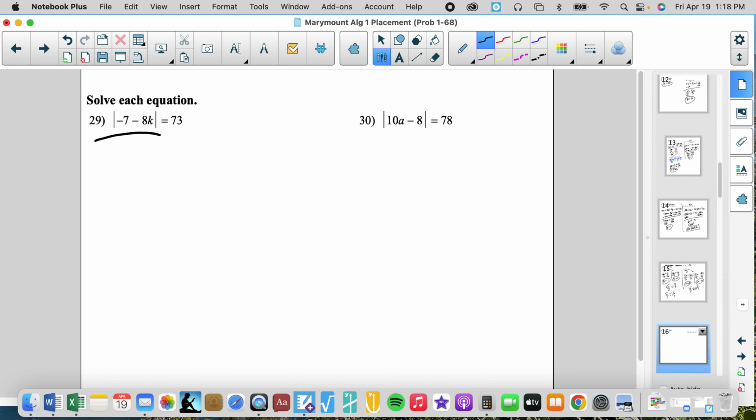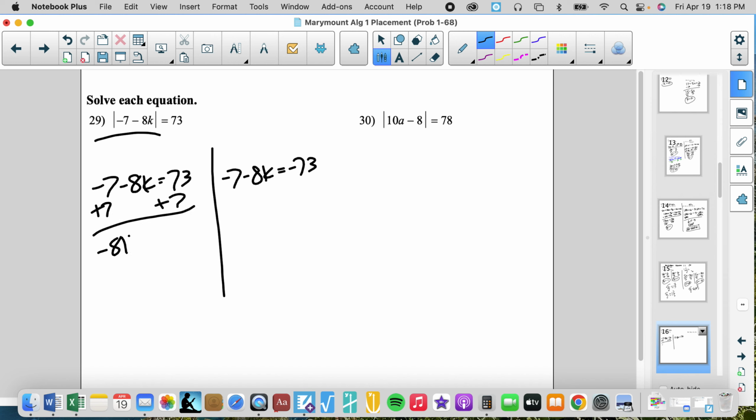Same thing, it's isolated, so that's good. Negative 7 minus 8k equals 73. Negative 7 minus 8k equals negative 73. We're going to now just solve. It's a two-step equation. Very easy. Whoa, almost made it an x. K equals negative 10. That's one solution.